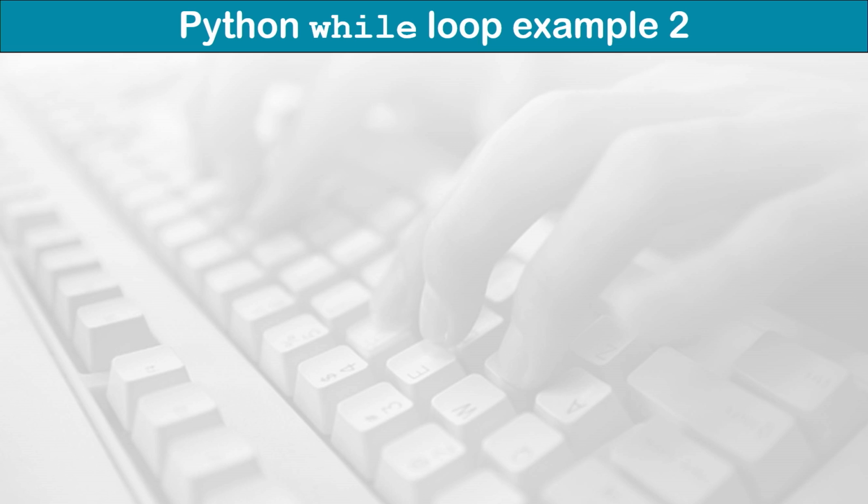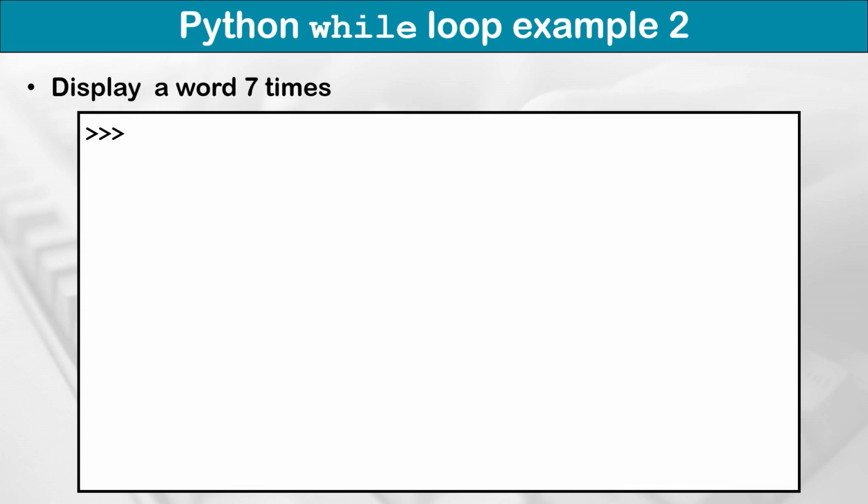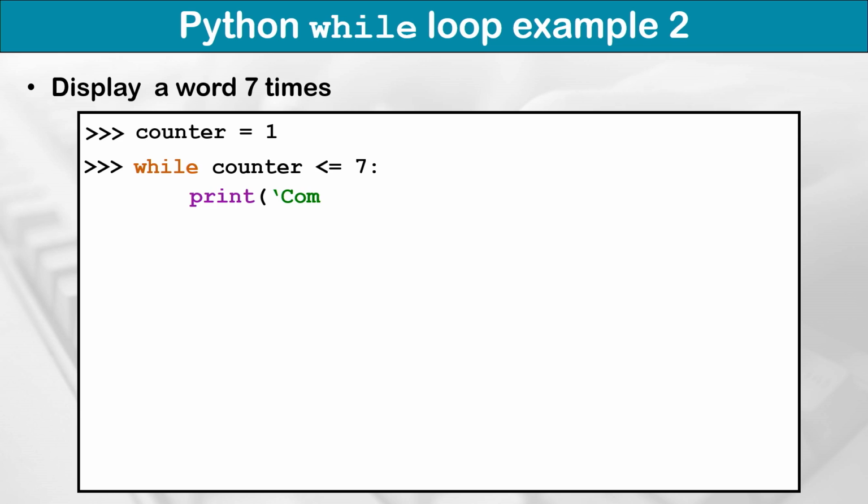Let us now see another example using a while loop. We are going to display a word 7 times. Variable counter is initialized to value 1 before starting the loop. Use a while loop to control a counter. The condition here is counter equal to or less than 7. Print the word computer. Increment value of counter.